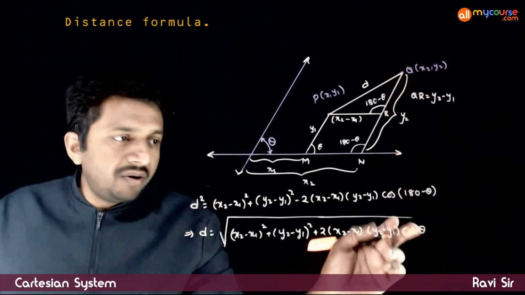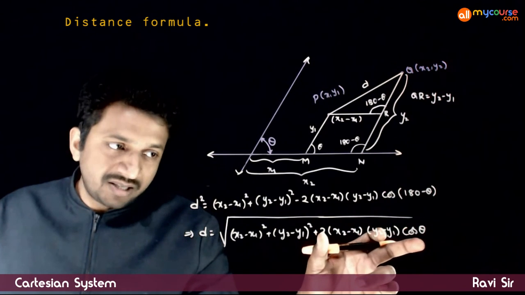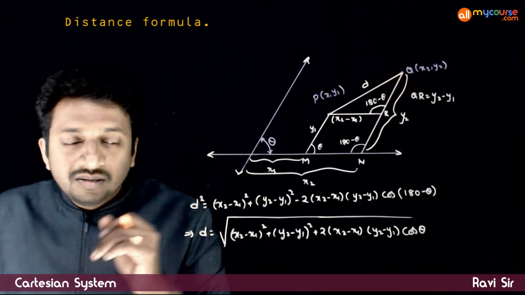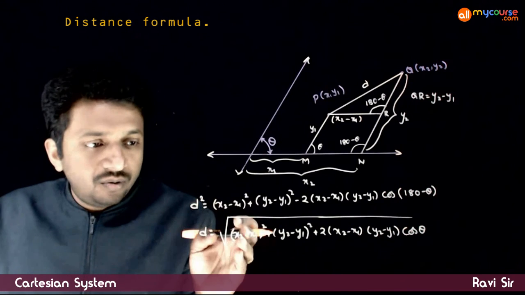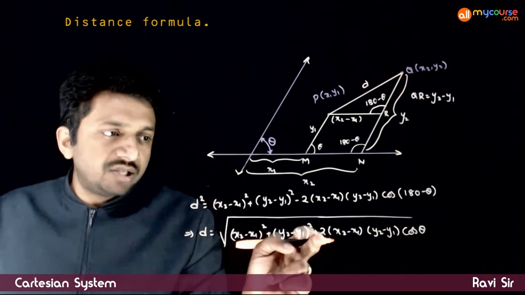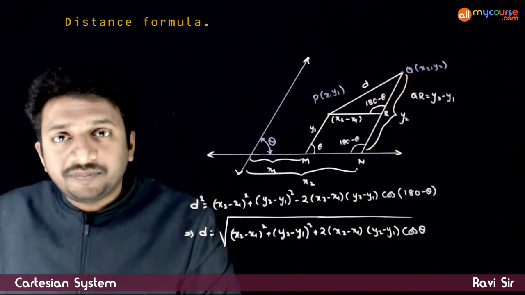If theta is equal to 90 degrees, cos 90 will become 0. So this term completely disappears. So you get the original distance formula. So this will be the formula which needs to be used for oblique axes: root of (x2 minus x1) whole square plus (y2 minus y1) whole square plus 2 times (x2 minus x1) times (y2 minus y1) cos theta.